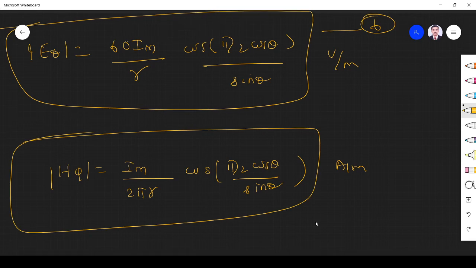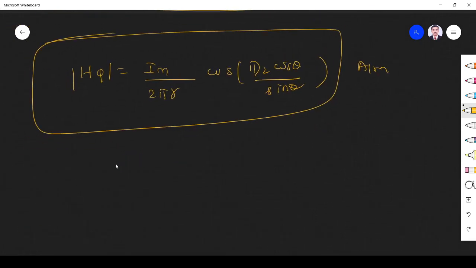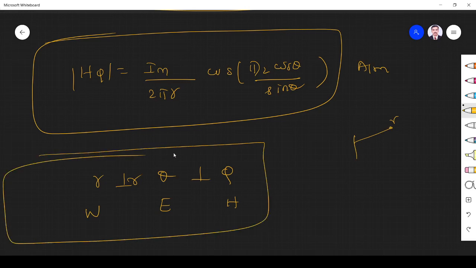Next, okay, so you see in the spherical coordinate system r is perpendicular to theta, perpendicular to phi. So H is in the phi direction, E is in the theta direction, so the wave should propagate in the r direction. That's what we have understood, right? We found the radiation along the r direction, so the answer is correct. All three must be perpendicular. So the wave is a transverse electromagnetic wave. The wave from a half-wave dipole is a transverse electromagnetic wave, right?